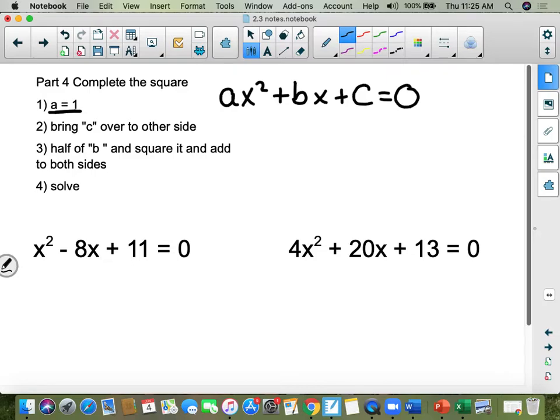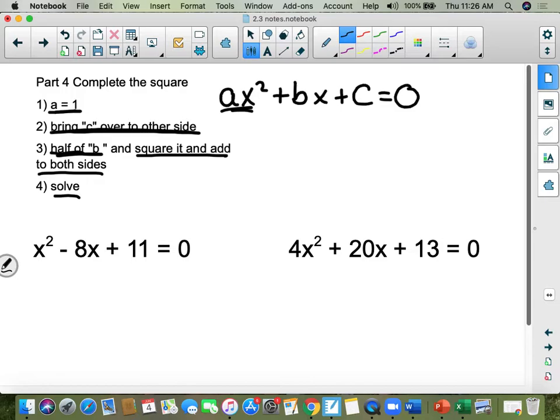Your A value, or the term in front of the x squared, needs to be 1. You need to get rid of your C value by bringing it over to the other side. You need to take half the B value squared and add it to both sides, and then you need to solve the problem. So this is called completing the square, and you had this last year. So here we go.